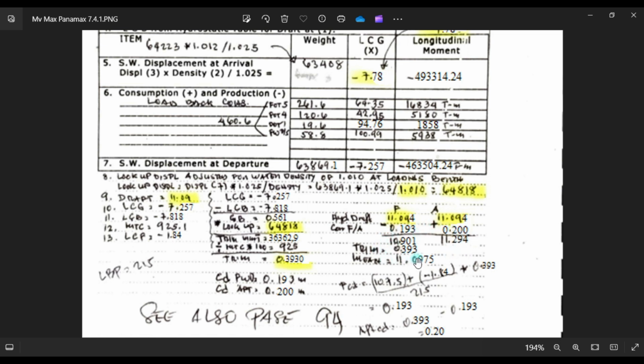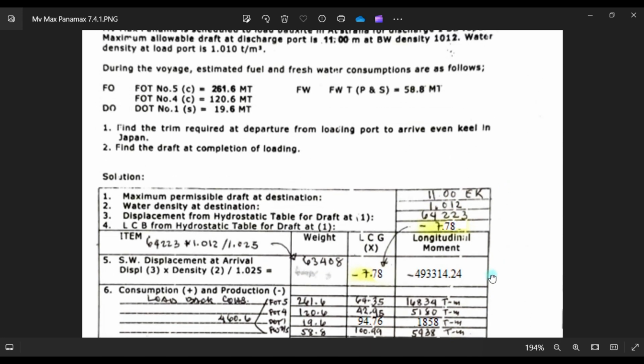Okay, so this is what we are finding out, what would be our departure drop in Australia, and the trim will be 0.0393. So when we reach Japan, it will be Even Keel, and this will be the main drop of 11.0975. Okay, so these are manual computations.